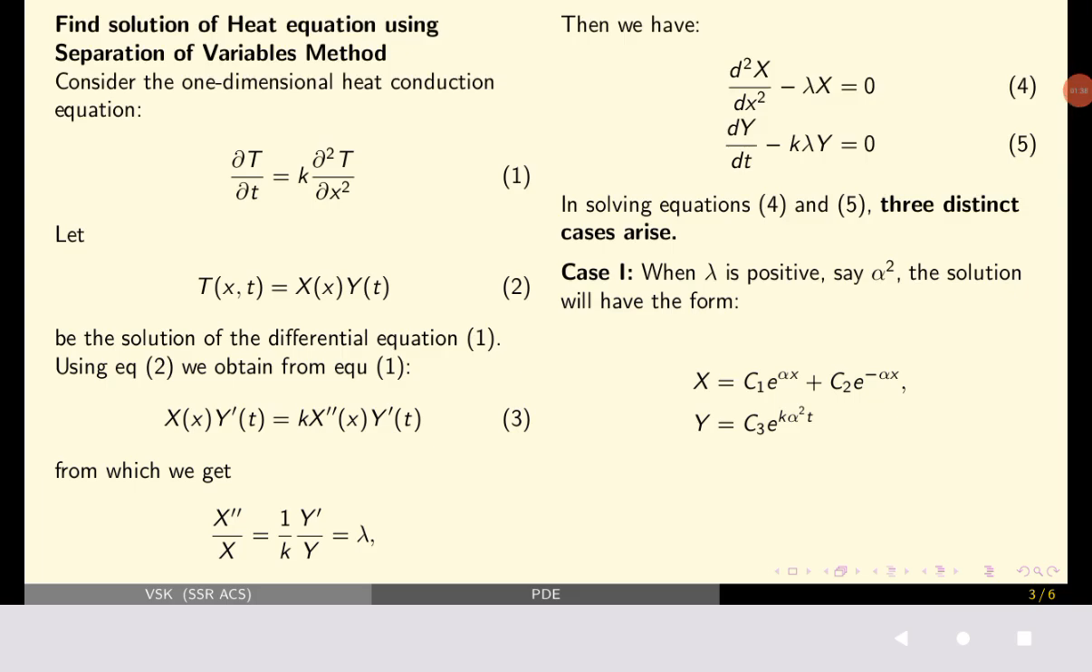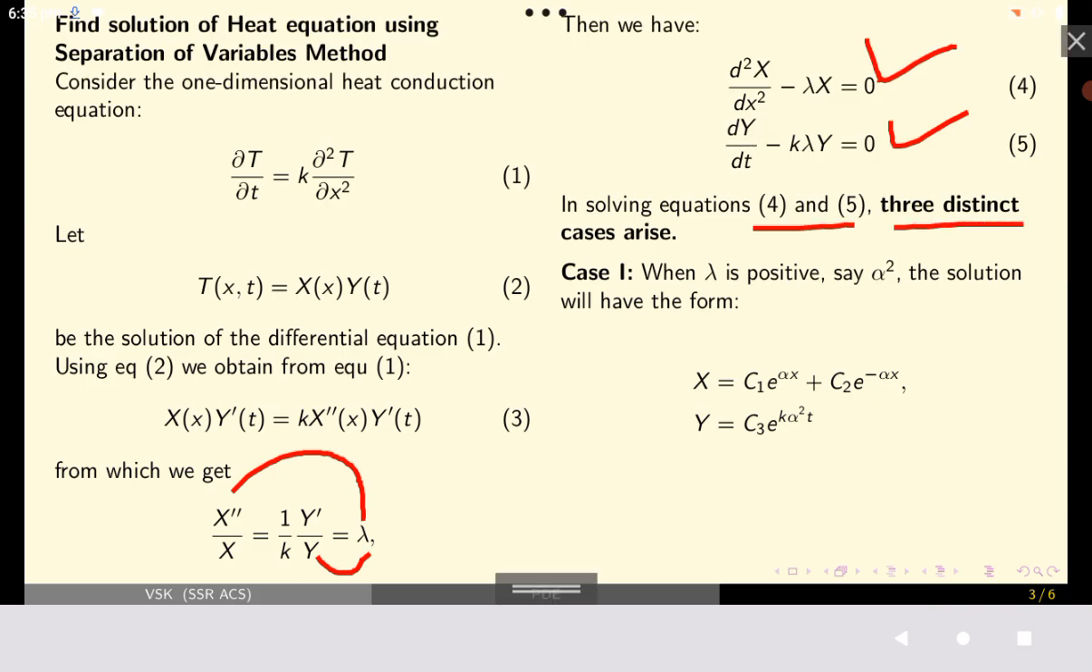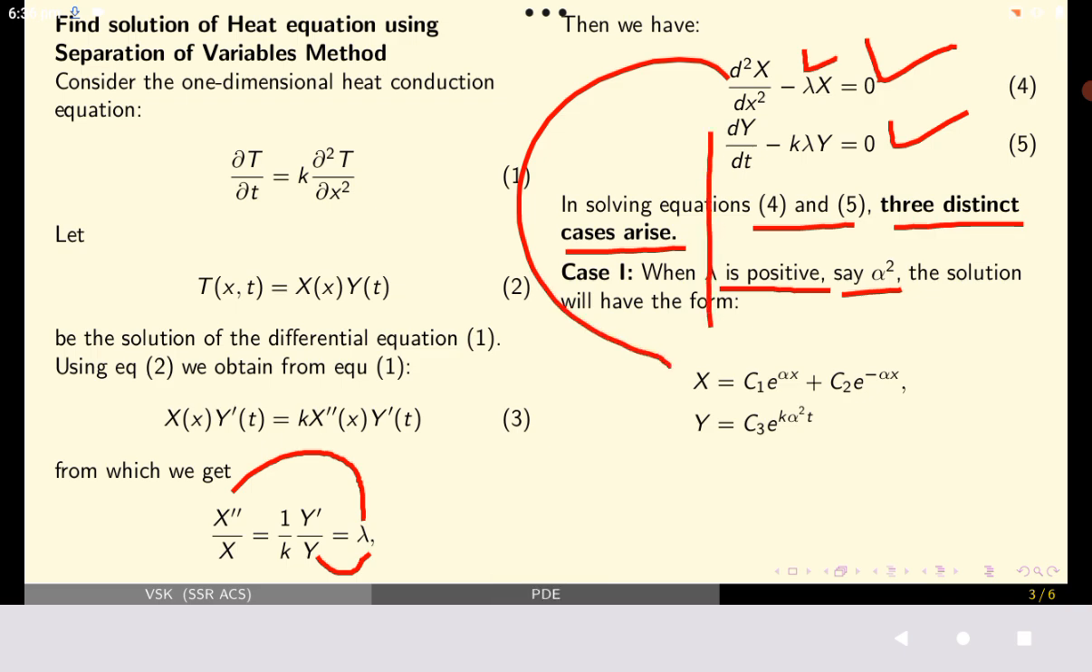Now from here, taking equation number 1 and the last, and equation number 2 and the last, we get these two equations. Now when we solve equations number 4 and 5, three distinct cases arise. Case number 1: when lambda is positive, say it is equal to alpha square. Then the solution in this case for the first equation will be this, and for the second equation will be this. How do we obtain this solution?